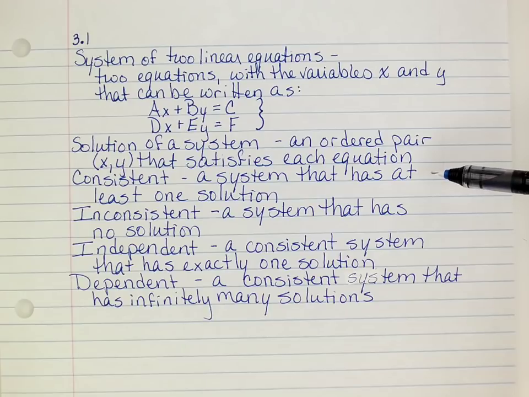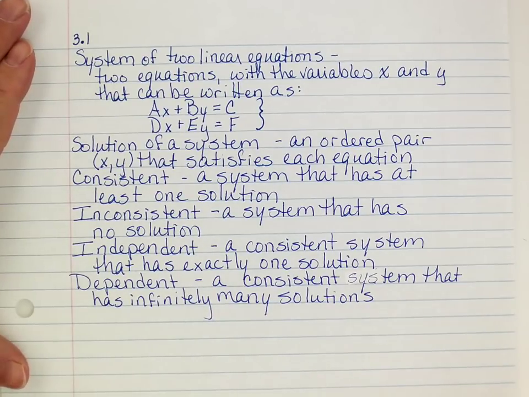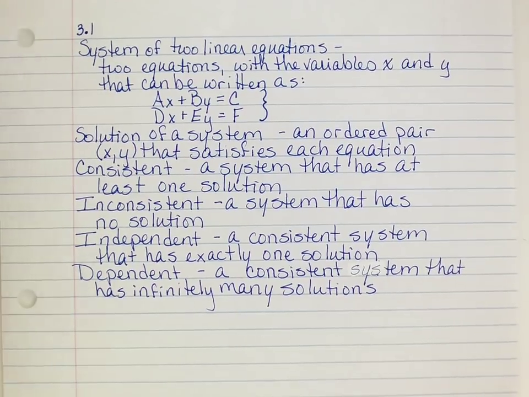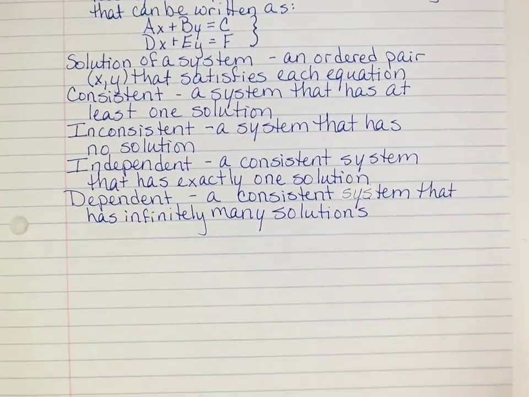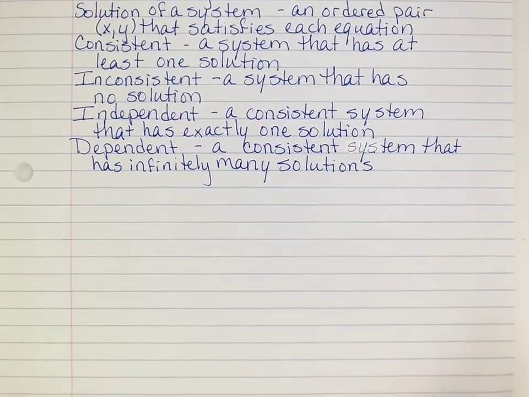To say that a system is consistent, that means a system that has at least one solution. An inconsistent system is a system that has no solution. To say that a system is independent, it has to be consistent and has to have exactly one solution. To say that a system is dependent means that it is a consistent system that has an infinite number of solutions. So today, like I said, we are going to be solving these graphically.